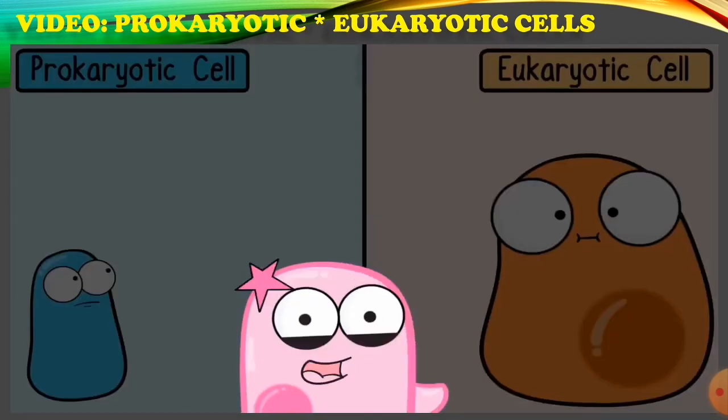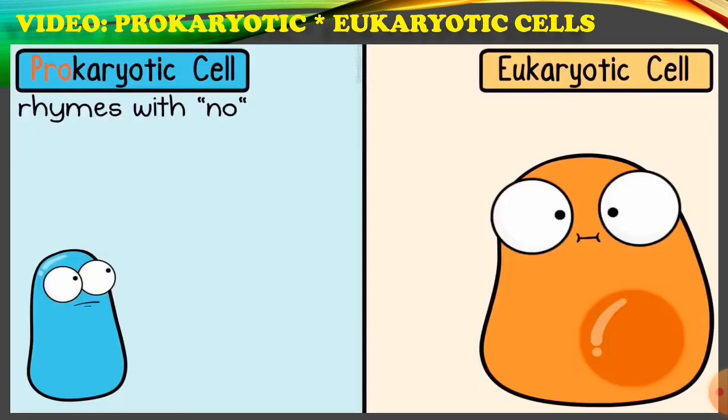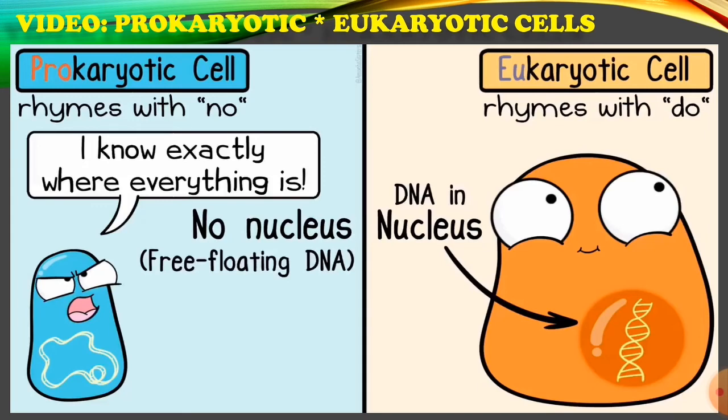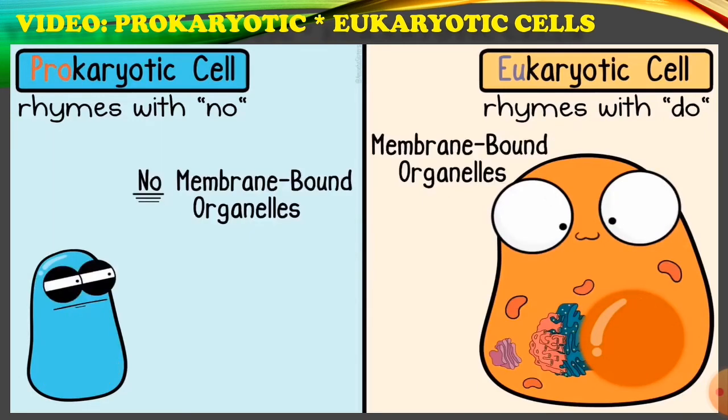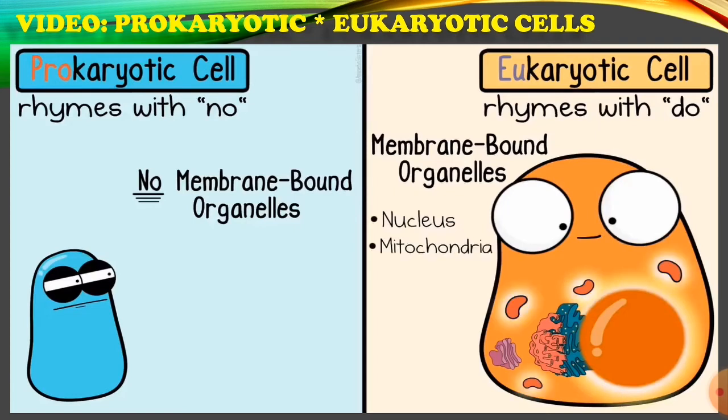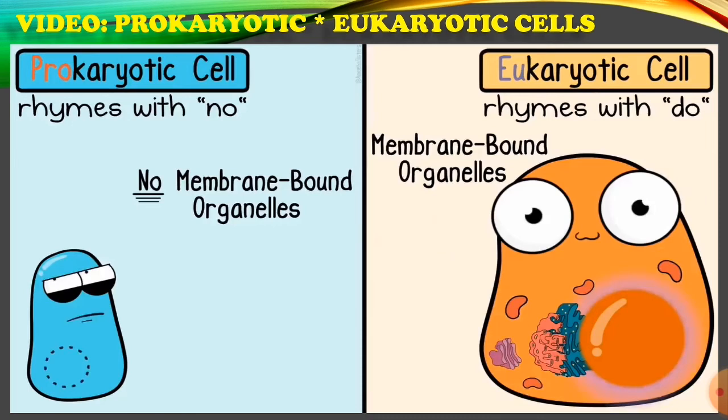And to help me remember some more differences in this next part, I like to remember that pro in prokaryote rhymes with no, and you in eukaryote rhymes with do. Prokaryotic cells have no nucleus to contain their DNA, so you will find their DNA is not contained within a nucleus. It's a bit messy here. They have no membrane-bound organelles. Membrane-bound organelles are fancy organelles that have their own membrane, like the nucleus, mitochondria, the endoplasmic reticulum, and the Golgi apparatus. A big indicator of eukaryotic cells is this nucleus.